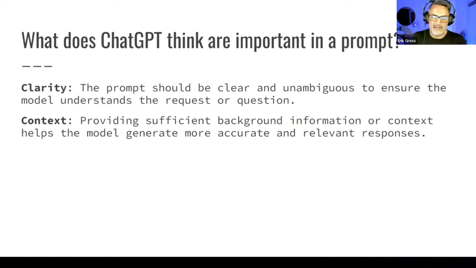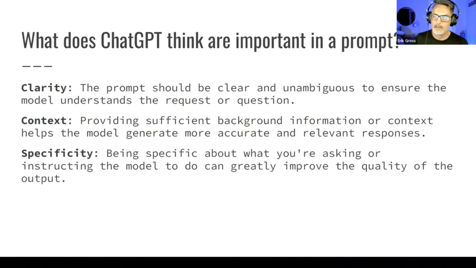If you're working in the area of electrical system design, then the responses it creates are going to be a lot different than if you're working in the area of writing a children's story. That's an example of context, and we'll have a lot more examples of context and how to use this in a few moments. The other thing that's important in a prompt is specificity.